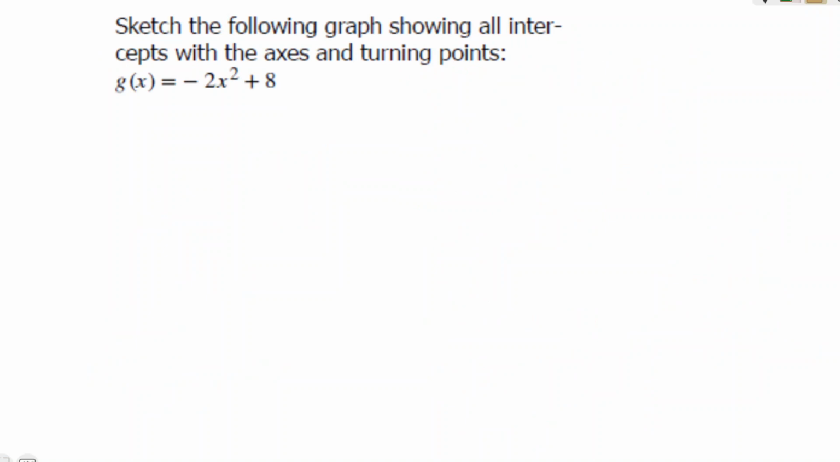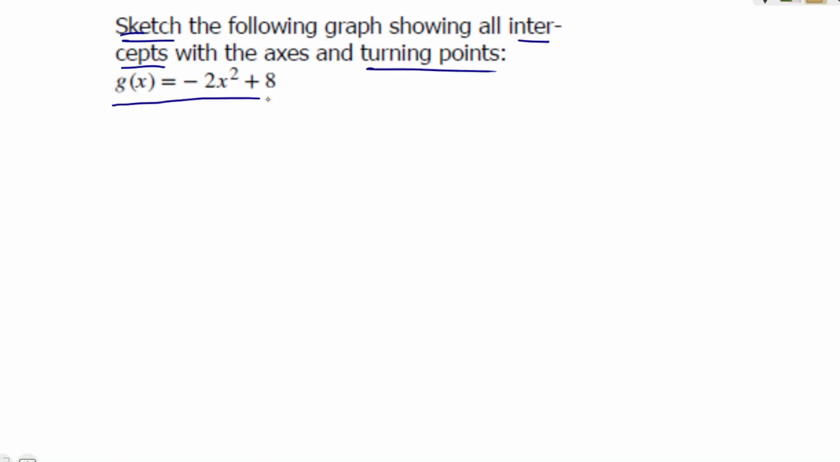Okay, so this is example number 3. For example number 3 now, they say sketch the following graph showing all intercepts with the axis and the turning point. So they want us to sketch the graph, and they want us to show all the intercepts, x-intercept and y-intercept, and we need also to show the turning point.